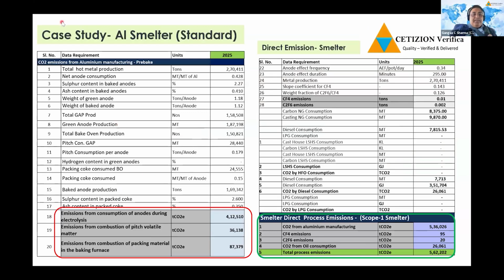Next, please. So we need to know the data and the emissions. This is an example: if you need to calculate the process emissions, we need to understand the basics, like what is the ash content in the baked anode, what is the anode effect, which is a very important process parameter and, I would say, shows the health of the process.